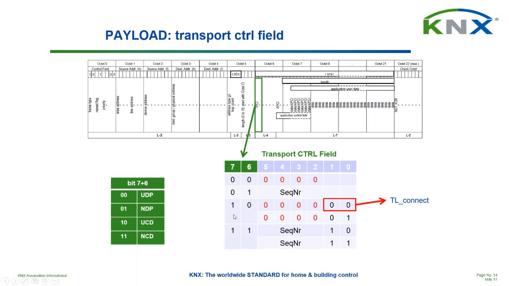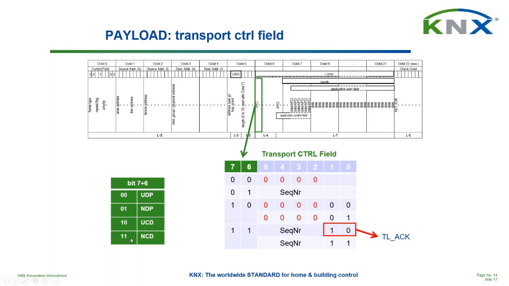If the combination of the bits 7 and 6 is 1, 0, which means unnumbered control data, then unnumbered means, of course, also here that bits 5, 4, 3 and 2 of Octet 6 are always put to 0, or they are just simply meaningless because it's unnumbered, right? In that case, bits 1 and 0 define what kind of transport layer control is involved. In case the combination is 00, then the telegram is a transport layer connect. In case it's 01, it's transport layer disconnect.